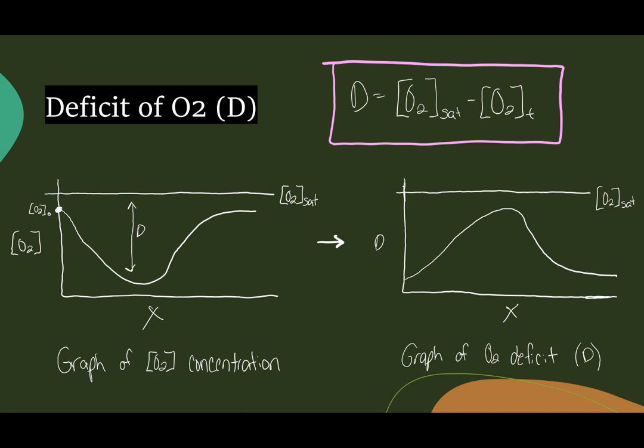The first graph shows a graph of oxygen concentration over time. We can see on this first graph the difference between the saturated oxygen line at the very top and the curve of the oxygen concentration gives us the deficit of oxygen. This then creates the second graph, which represents only the deficit of O2 over time.